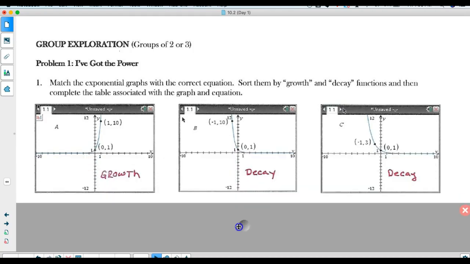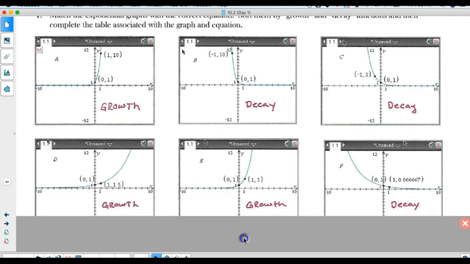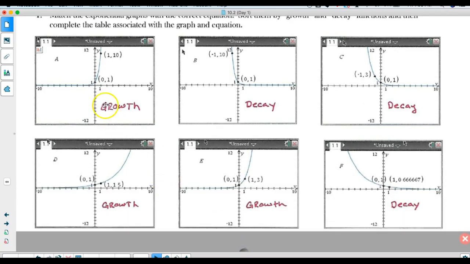Well, I have this all done, and if you remember back to Algebra 1, an exponential growth function, as you read your graph from left to right, grows. So graph A is a growth function because it goes upwards from left to right. Graph B is a decay function because left to right it goes down. And C is again a decay, left to right it decreases. Graph D is a growth. Graph E is also a growth. And graph F is a decay.